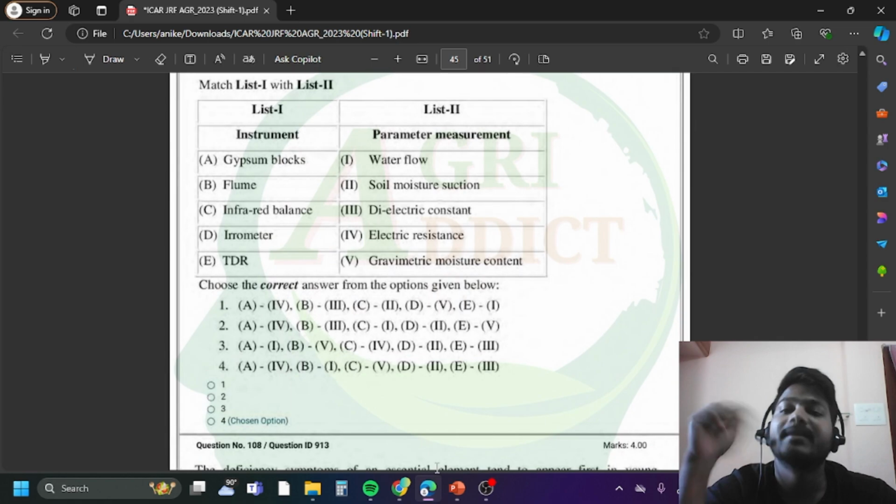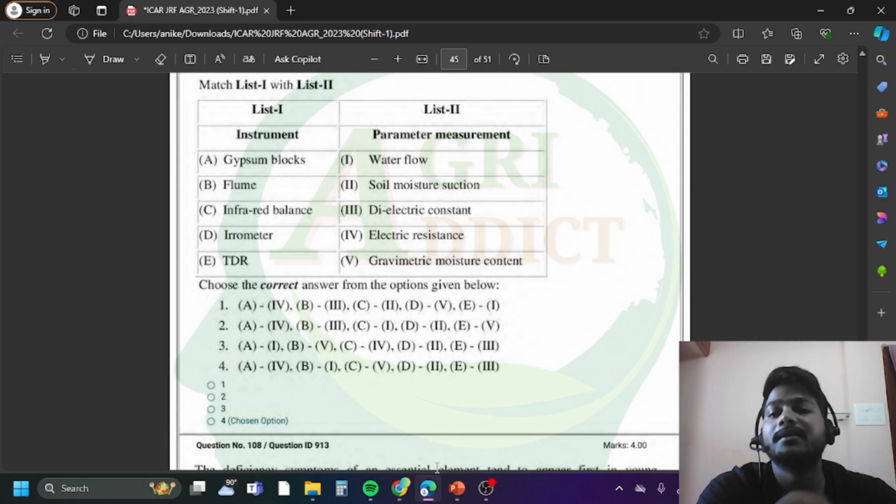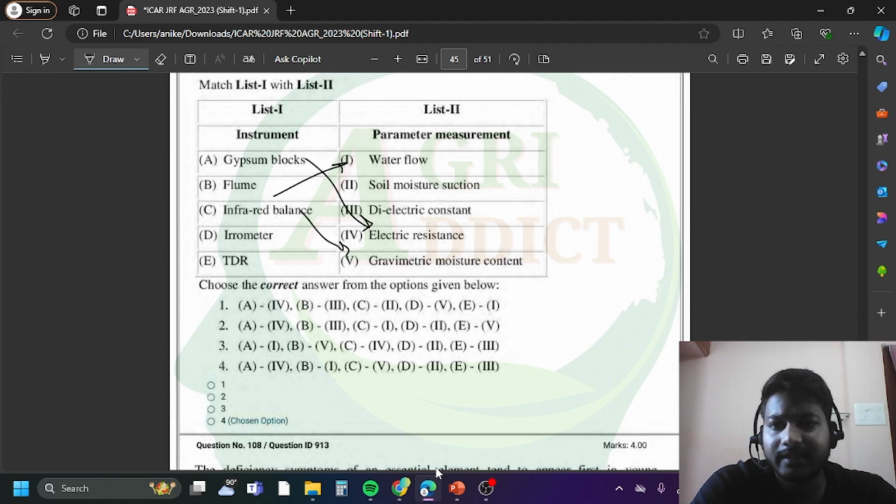Okay. Next, another match of the following: gypsum block, flume, infrared balance, aerometer, and TDR. Gypsum block, okay, is basically the electrical resistance concept. Flume you are using for the water flow. Infrared balance, that we are using for gravimetric moisture content. Aerometer, that is soil moisture suction. Aerometer is nothing but tensiometer. TDR is dielectric constant. Okay.